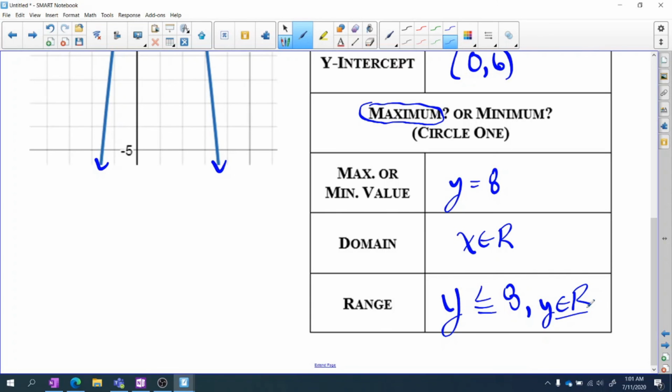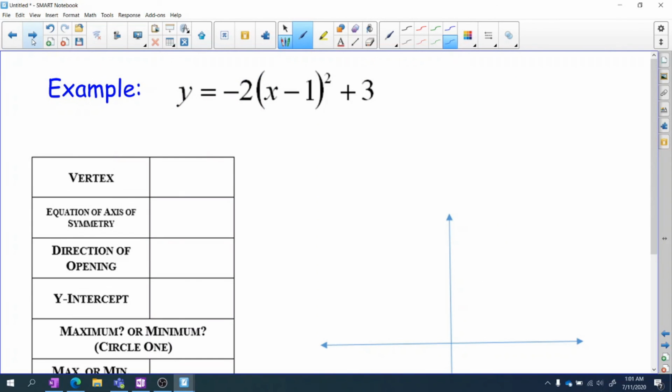Okay, there's your first example to show me you understand the properties of quadratic functions. So the next one is a little bit different. It doesn't give us the picture. It actually wants me to draw the picture at the very end. So I'm going to draw a sketch of this one at the very end after I fill in the chart.